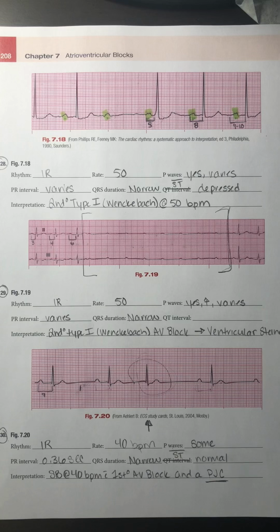So sinus Brady at 40 beats per minute with a first degree AV block. It is sinus because we do have one P wave for every QRS complex, and the only thing that does not measure normally is that long PR interval with one PJC.